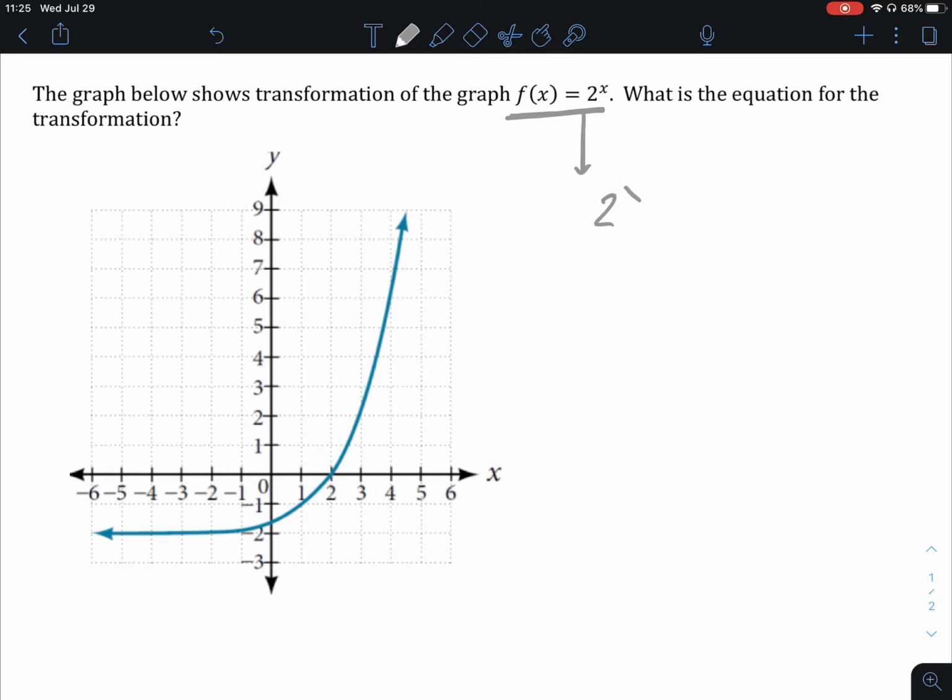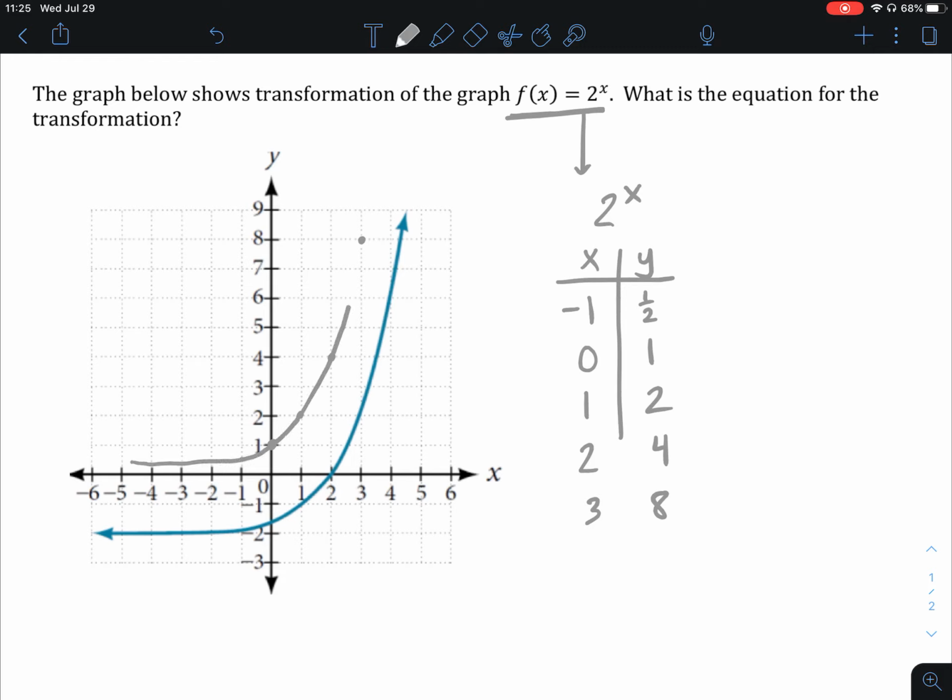But I'll just make a little table of values for the base function. Won't spend too long here, but I know if I plug in -1, 2 to the -1 is the same as 1 over 2, so 1/2. Plug in 0, anything to the power of 0 is 1. Plug in 1, 2 to the first is 2. Plug in 2, 2 squared is 4. So let's just plot those points to get a nice picture of our base graph. I'll just go one more. 2 cubed is 8. So here's just the base graph.